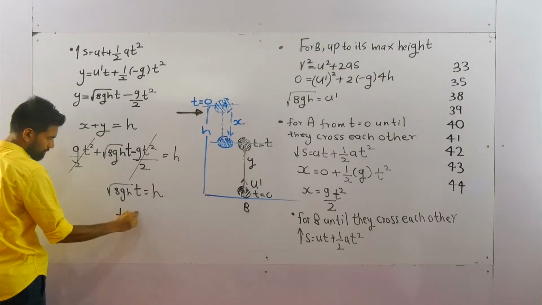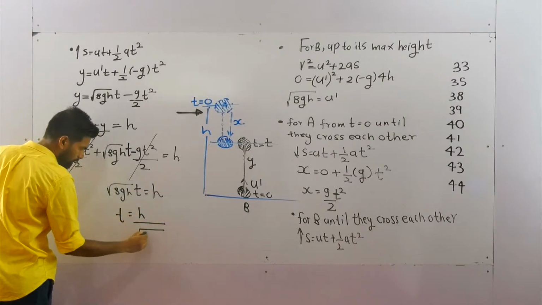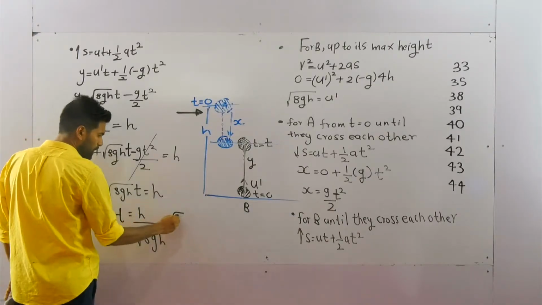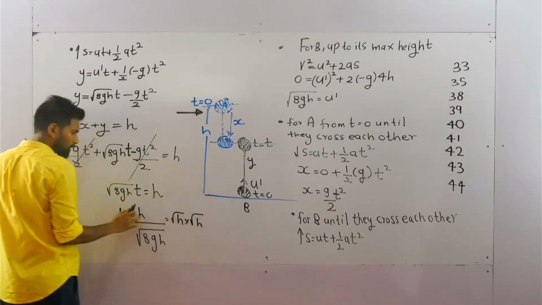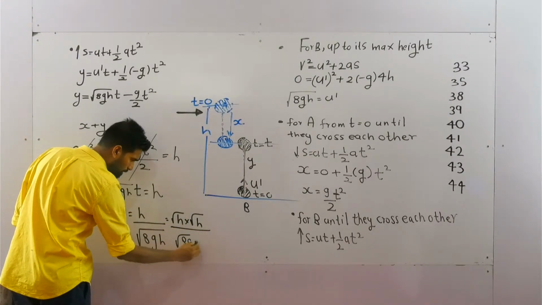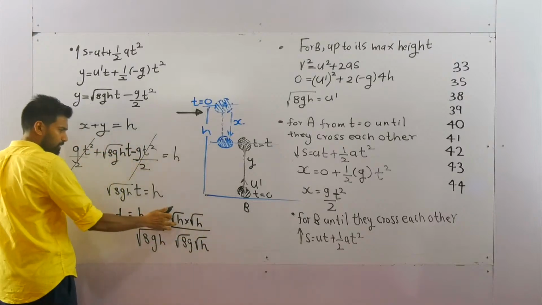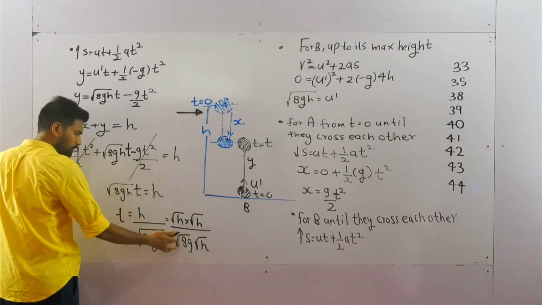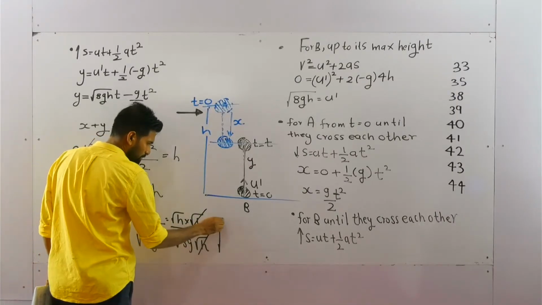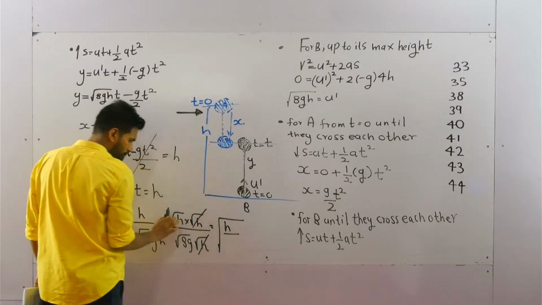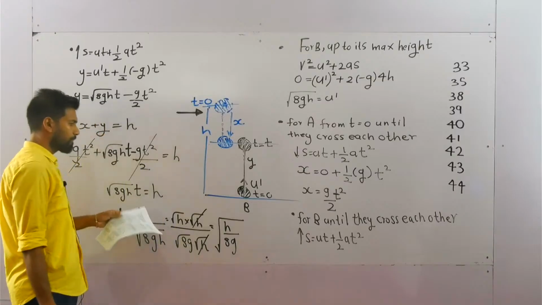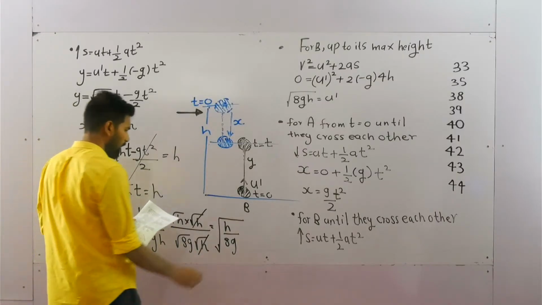So t is equal to h over root 8gh. Normally, h means root h into root h. Here you have root 8g and root h. Root 8gh means root 8g into root h. One root h will cancel out. So what is the time t? The root h is in this place and 8g is in this place. Root h over 8g. Answer is B.